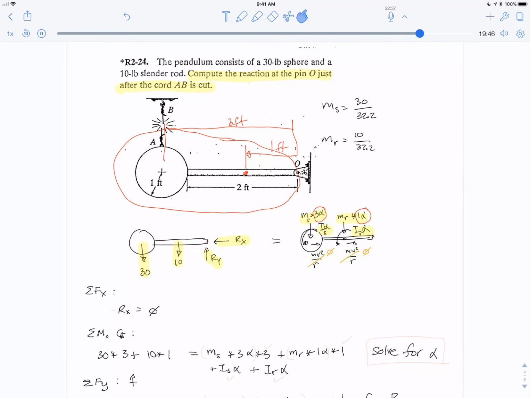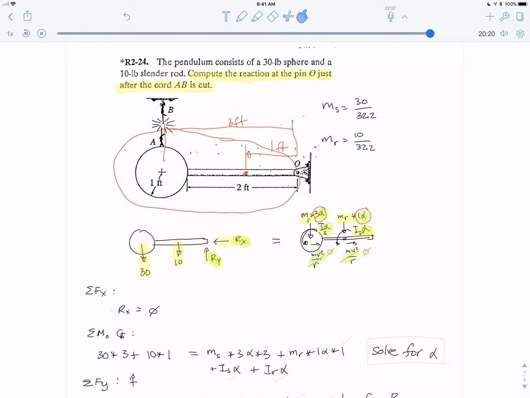And real quickly, there are 3 unknowns here. Let me point them out. There's the alpha, which is unknown. We've gotten rid of the other 2 accelerations through kinematics already. And then there's the Rx and the Ry. Okay, there is also the centripetal acceleration going in of mv squared over rho, but since it's cut, just after it's cut, it's still at rest, the velocity is 0, so mv squared over r is 0.